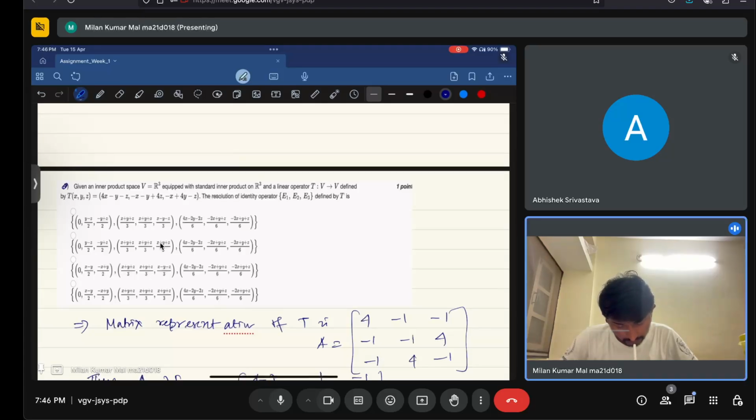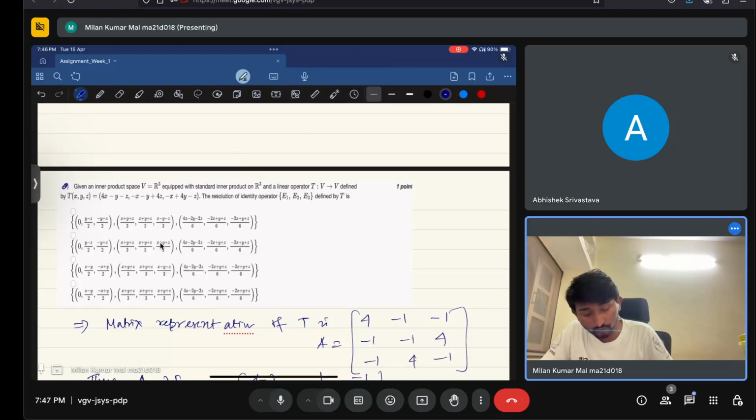Minus 2x, 4x minus 2y minus 2z, 4x minus 2y minus 2z, minus 2x plus 2yz. Okay, so all the other options are there, so I have to go to the other one. So let's take E2.